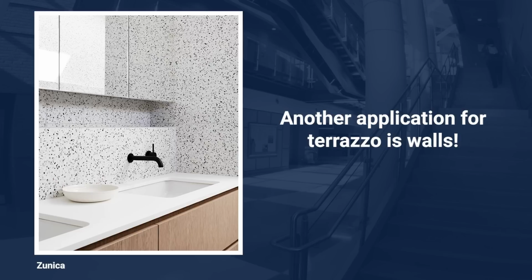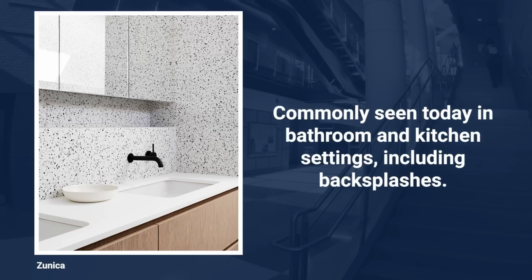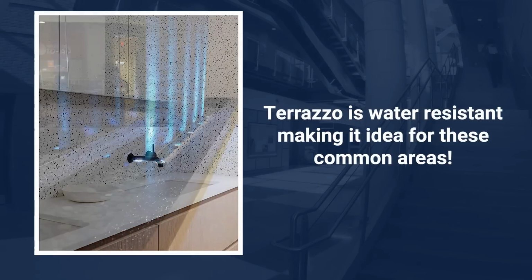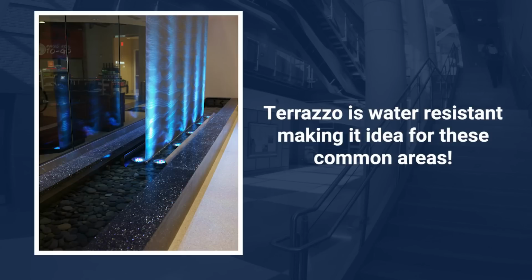Terrazzo can be structurally supported vertically in the form of walls. This is widely seen today in bathrooms, shower rooms, or used as a kitchen backsplash. These are used in kitchens and bathrooms as terrazzo has a high resistance to water damages.